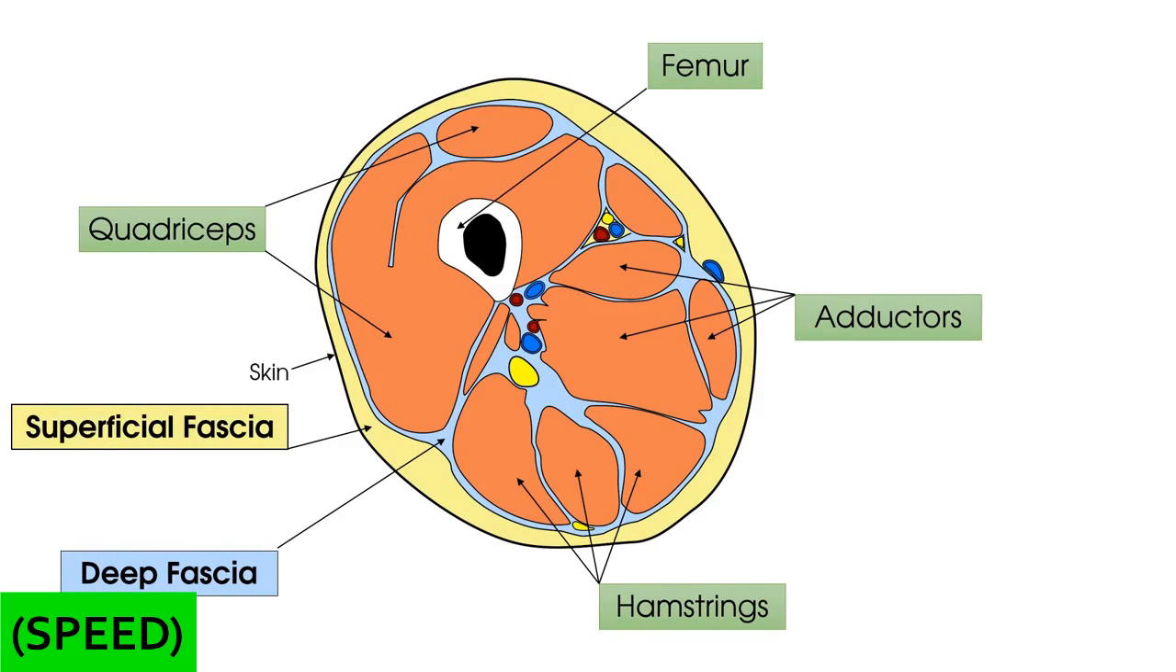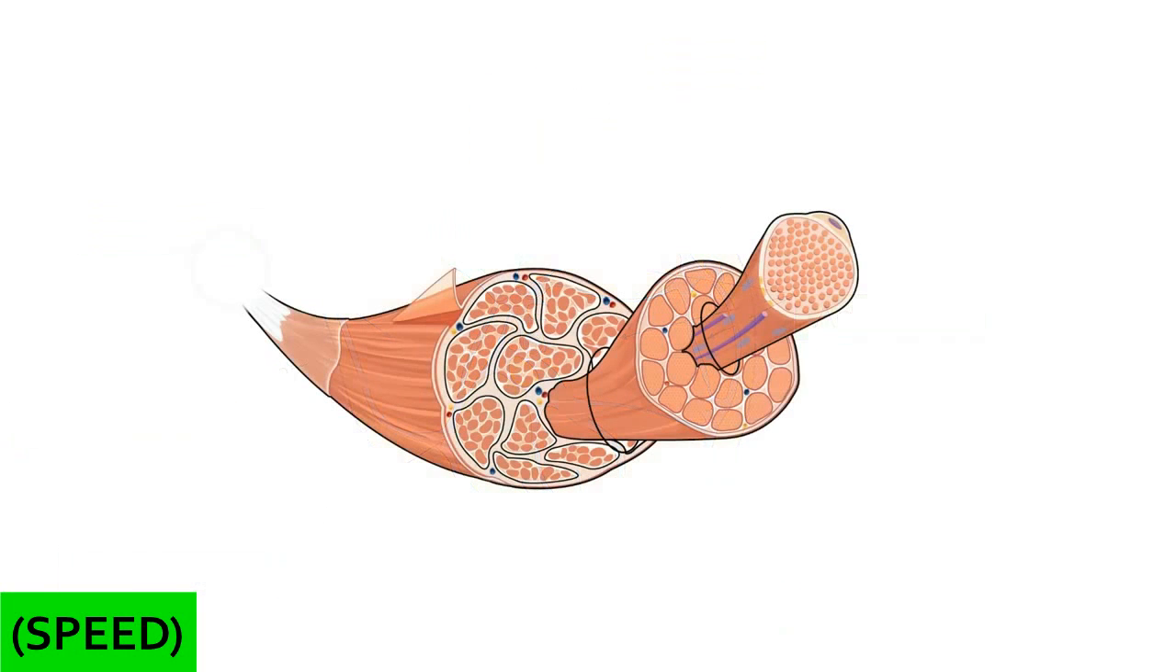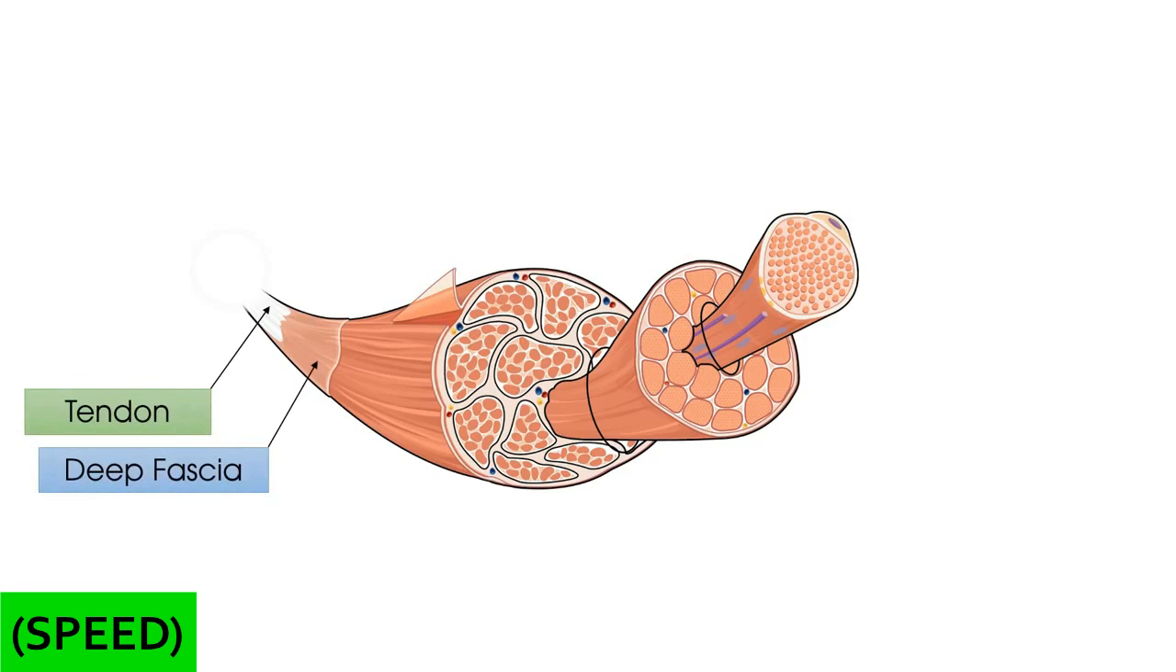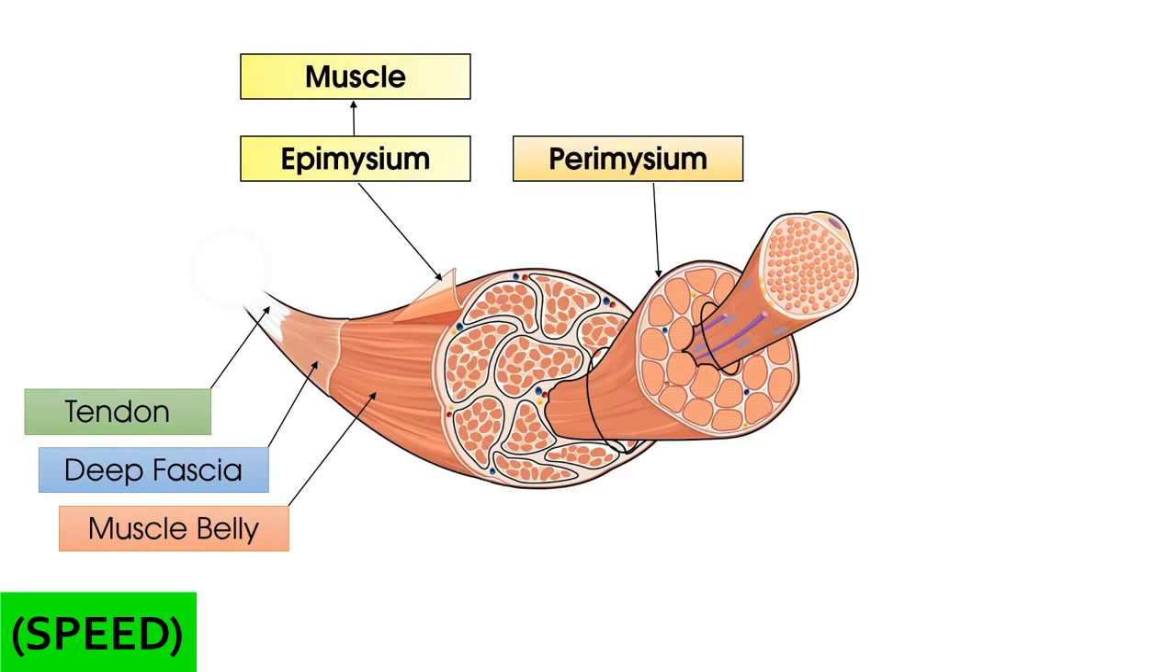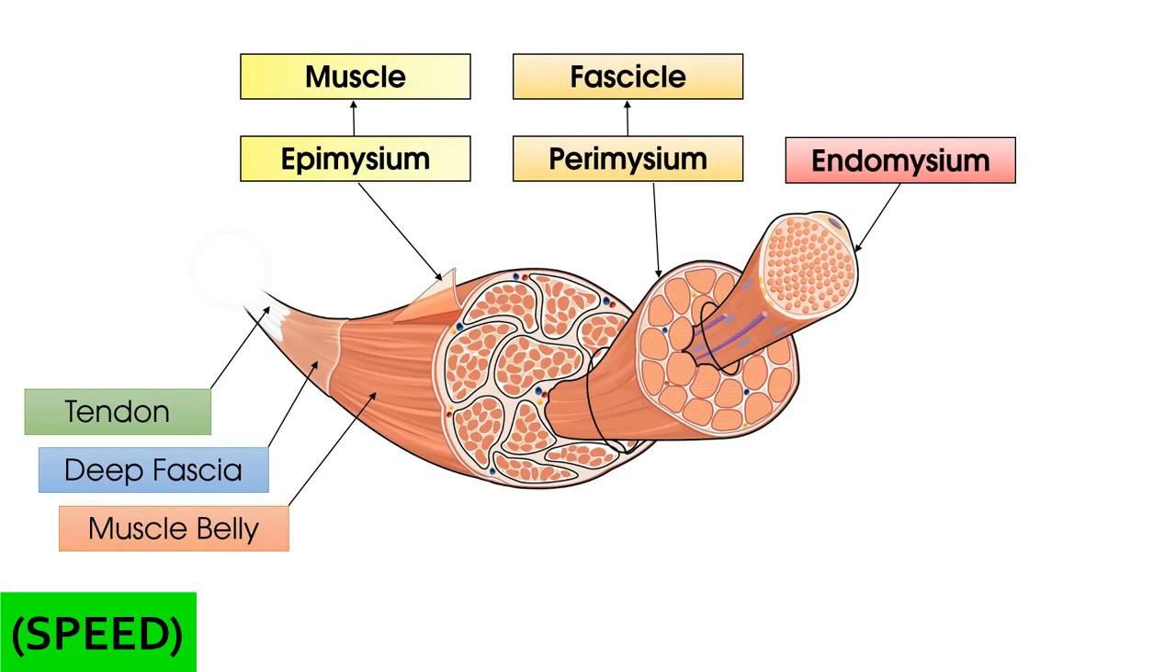So if we were to now pull out one of the hamstring muscles and just look at it, you can divide muscles into 3 macroscopic layers. So to orientate you, we have the tendon, deep fascia, and muscle belly. And the 3 connective tissue layers to know about are the epimysium, which surrounds the entire muscle and is the outermost layer. And then we have the perimysium, which surrounds 10 to 100 muscle fibers and separates them into bundles called fascicles. And then we have the endomysium, which separates each muscle fiber from one another.